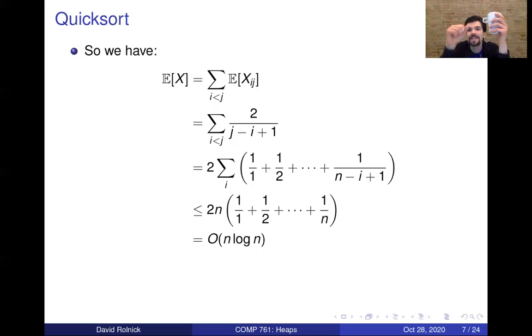Oh yeah, we did that last class. 1 over 1 plus 1 over 2 all the way up to 1 over n. So the harmonic series, this is called, is actually theta of log n. Why is this big O instead of theta? Why am I writing big O instead of theta?